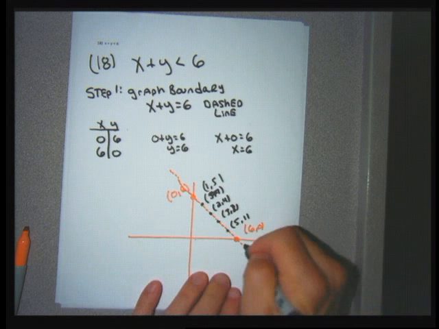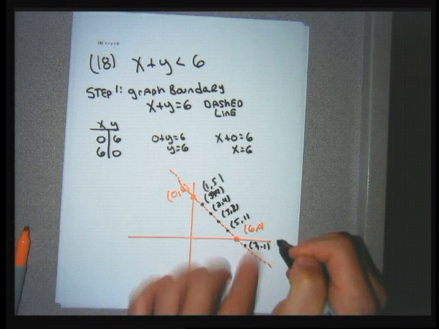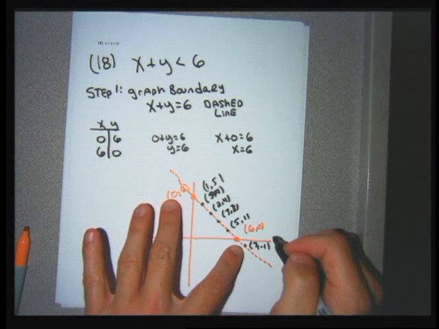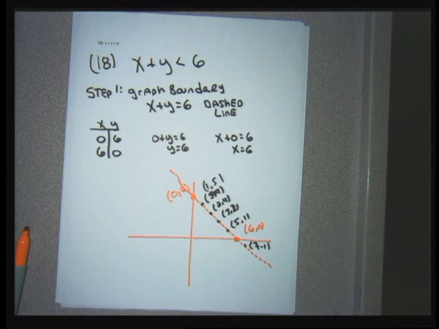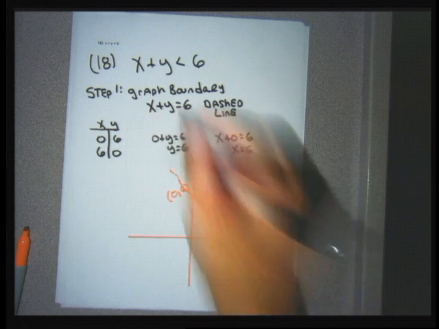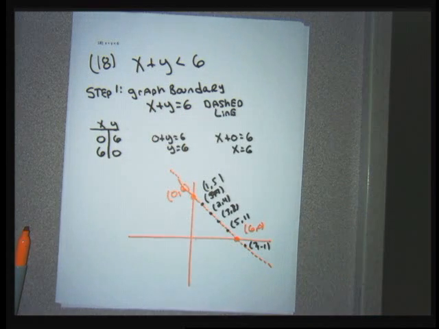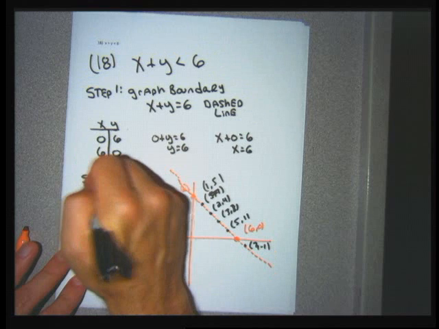You might have a point like (7, -1). It's not necessary to label any more points than the x and the y intercept, but if I did label more points, they'd all have this quality that if you add the x and the y, you'd get 6. So step 1 is to graph the boundary.